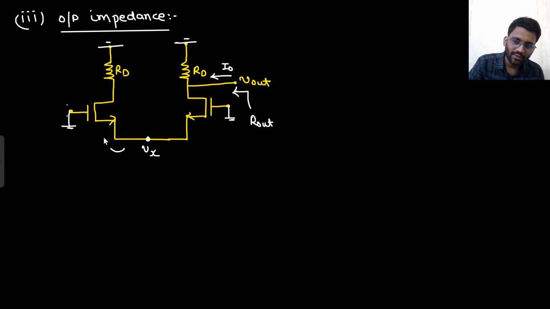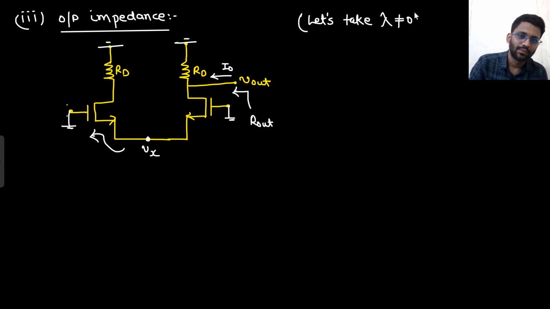So tell me, from Vx to ground, what do I see? From Vx to ground, what do I see? 1 by Gm, because R naught is not there. Let's just consider R naught as well now. Let's take lambda not equals to 0. So if I take lambda not equals to 0, tell me, what do I see from here? Your answer should be correct. What do I see from here?